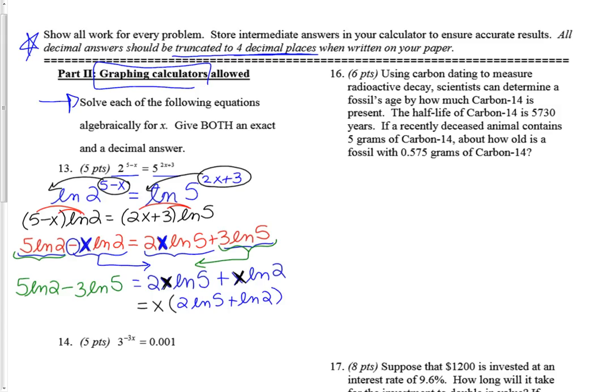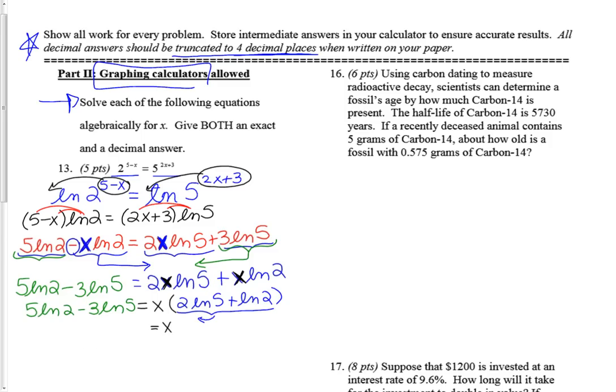Remember, all that in blue there, that's just a number when I put it together. On the left, I haven't done anything. I still have 5 ln of 2 minus 3 ln of 5. My last step is going to be to get this x by itself. And to get this x by itself, I've got to take this whole big factor in blue and divide it over to the other side.